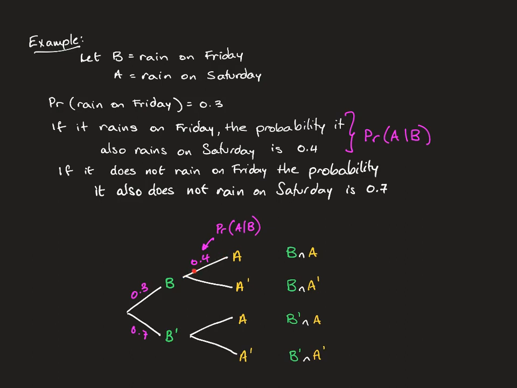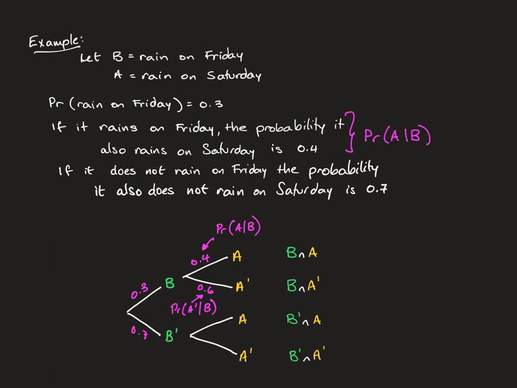So the top branch of that split is 0.4. There's only one other possible option here, which means that this branch must add to 1 with this branch, which means that this is 0.6. And that is the probability of not rain on Saturday, given that it rained on Friday.